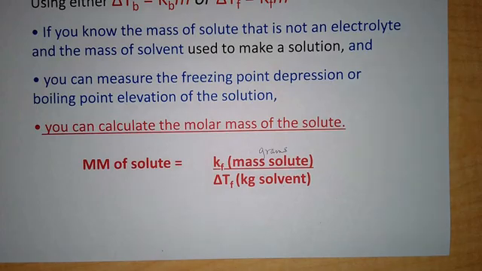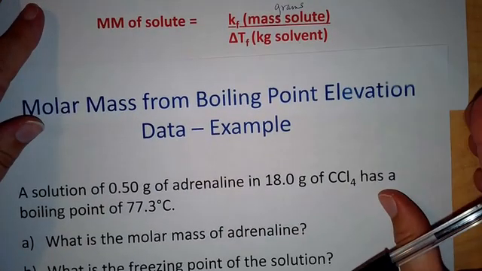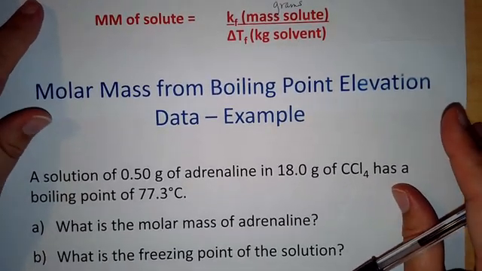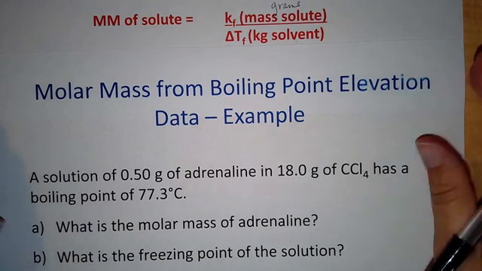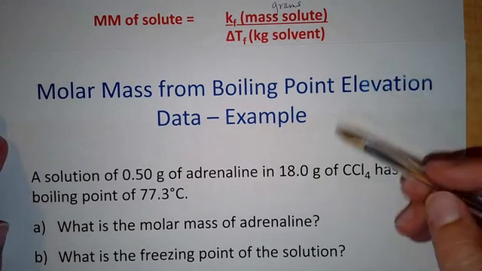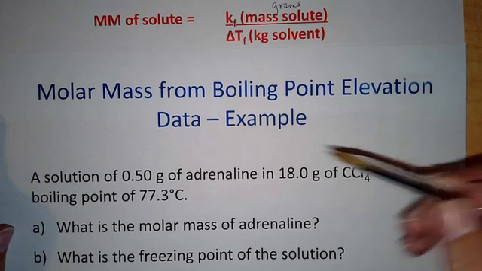Alright, we have a solution of 0.5 grams of adrenaline. That's going to be our solute, in 18 grams of CCl4, which is going to be our solvent. And we know this solution has a boiling point of 77.3 degrees Celsius. We're going to use that information to find the molar mass of adrenaline.